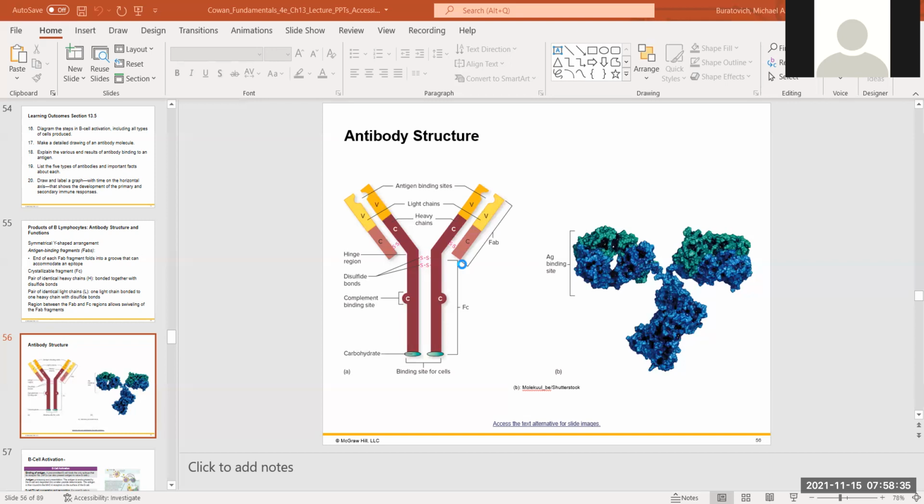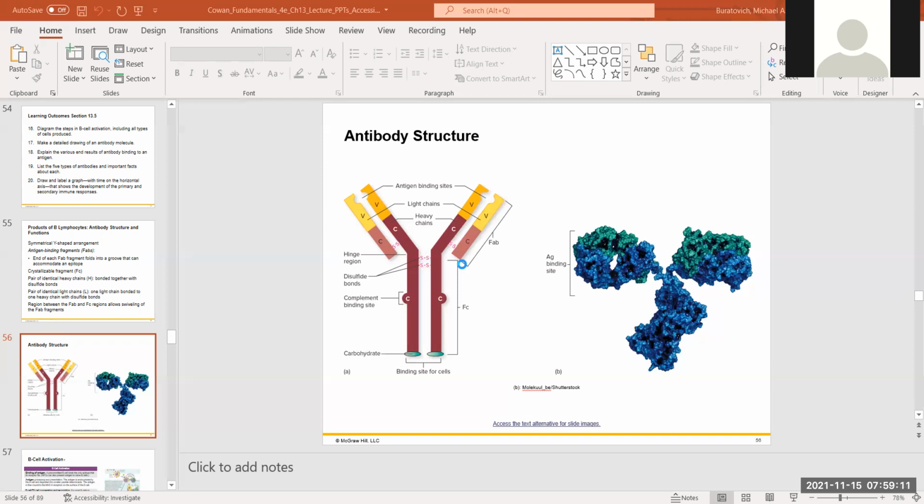IgE is an antibody that is produced in response to worm infections. It coats worms and it kills them because it mediates the roles of certain cells that will surround the worm and digest it. IgE also plays a role in allergies. When we talk about asthma next semester, we're going to see IgE is going to play a really important role in allergies.